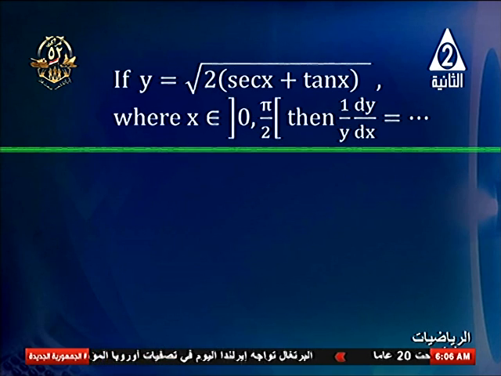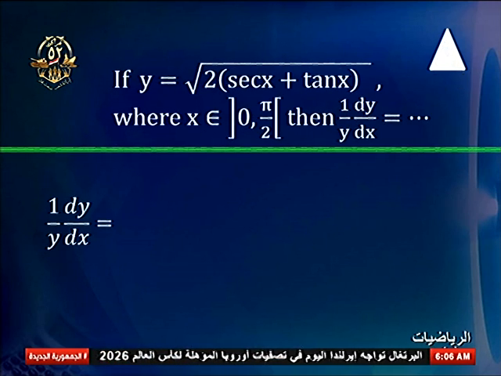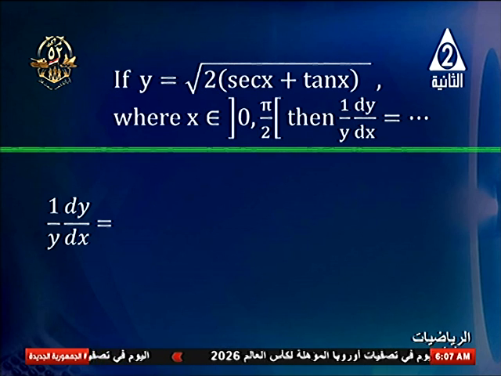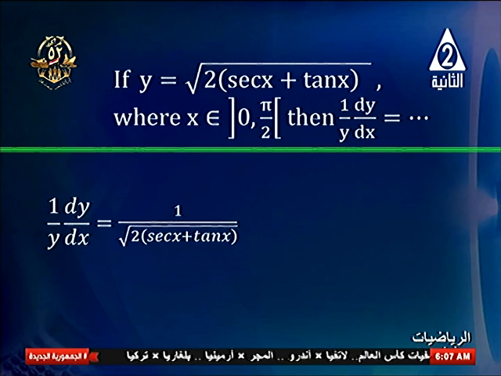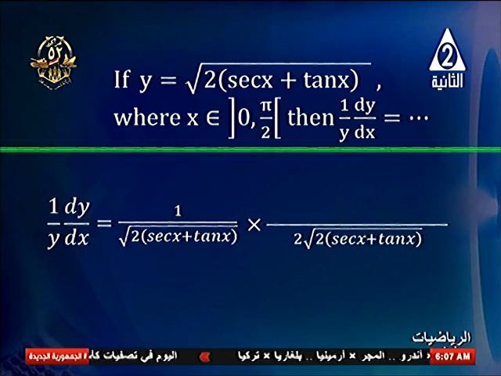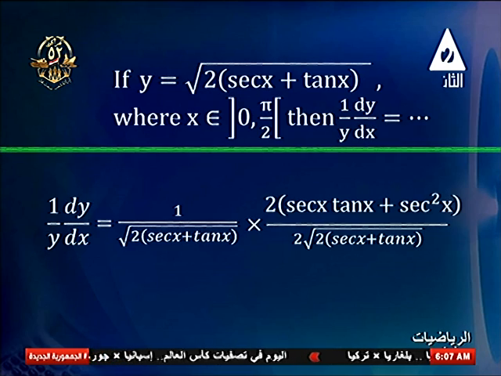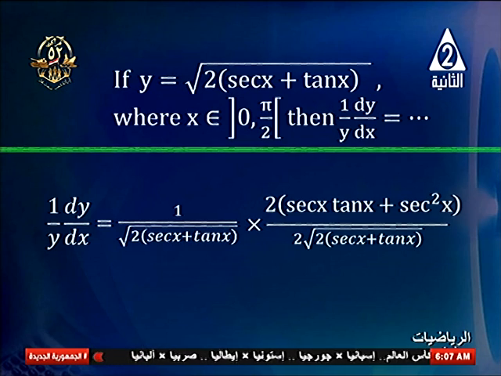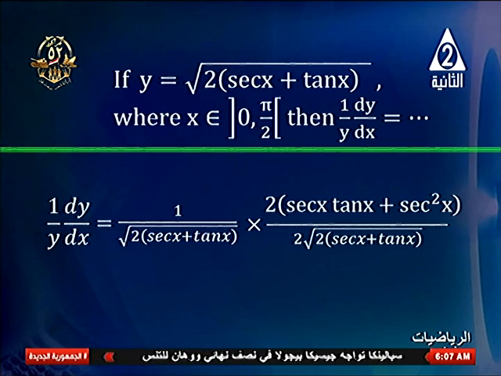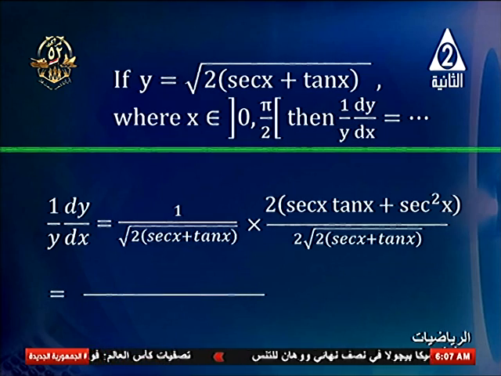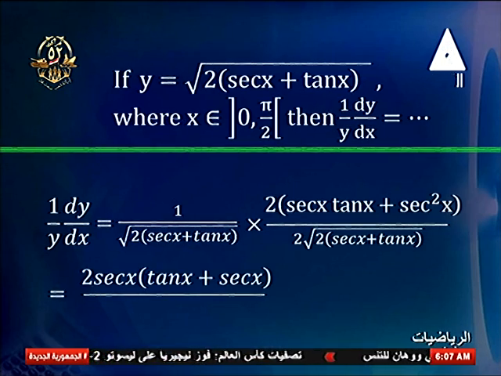At the first, my dear students, for 1 over y dy over dx, write 1 over y multiplied by the derivative of y with respect to x. What is the derivative of y with respect to x? 1 over 2 root, multiplied by the differentiation of sec x plus tan x. What is the differentiation of sec? Sec tan. What is the derivative of tan? Sec square.